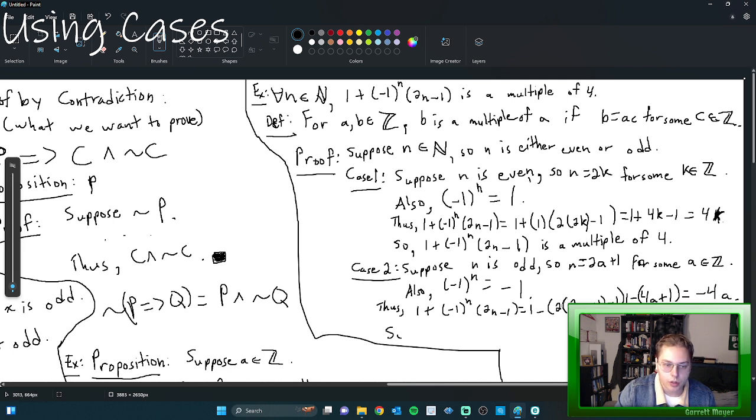So this is also a multiple of 4. And that is the end of the proof, because we showed that regardless of whether n is odd or even, this statement still holds true. You proved it in both cases, so the overall statement is true.